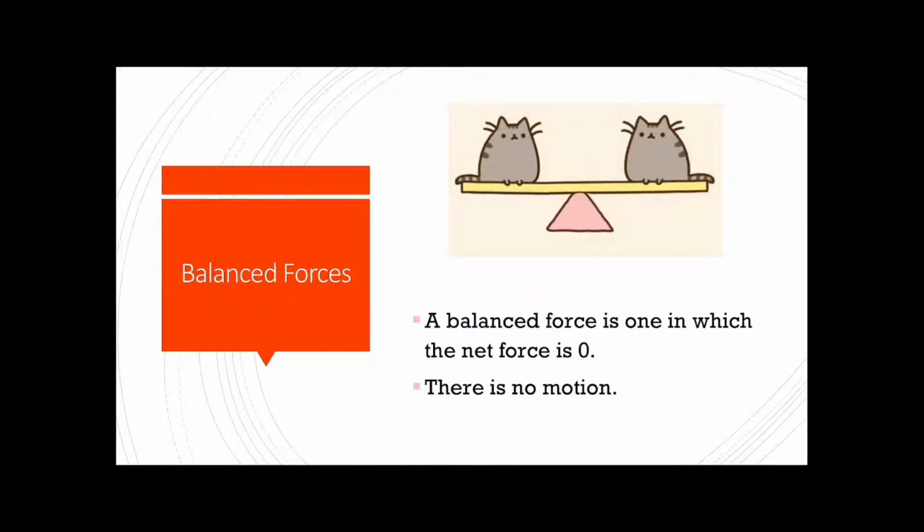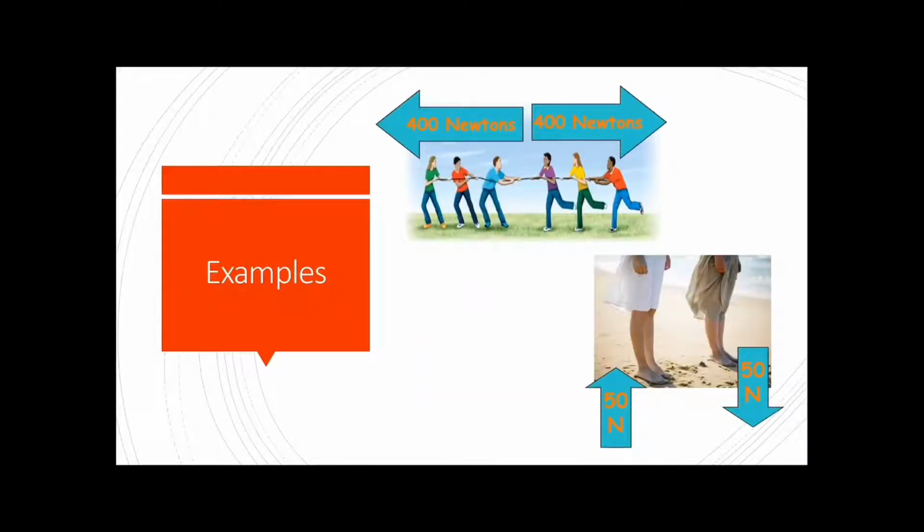Their net force is 0. So just remember, balanced forces, no motion. So here's some more examples. You've got some people playing tug of war here. The first group is pulling with 400 newtons to the left. The second group is pulling with 400 newtons to the right. Well, they're not moving anywhere because 400 minus 400 is 0.